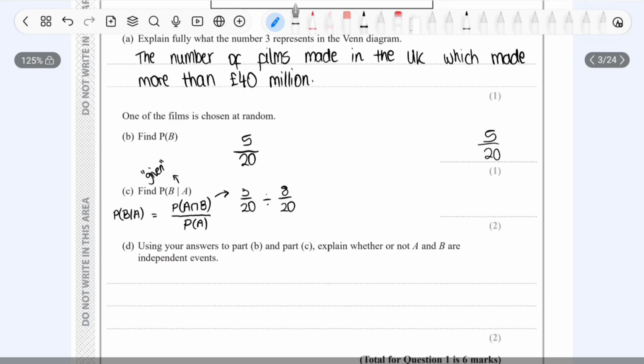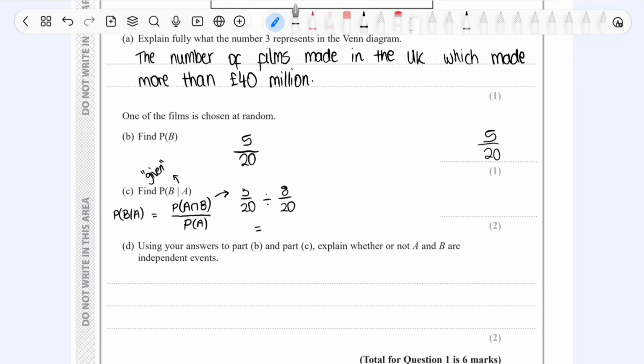If you just type this into your calculator, there's no need for you to do this in your head, because in the exam you're going to be under high pressure and you're just going to make mistakes. It just gives you 3 over 8, which would be our answer.